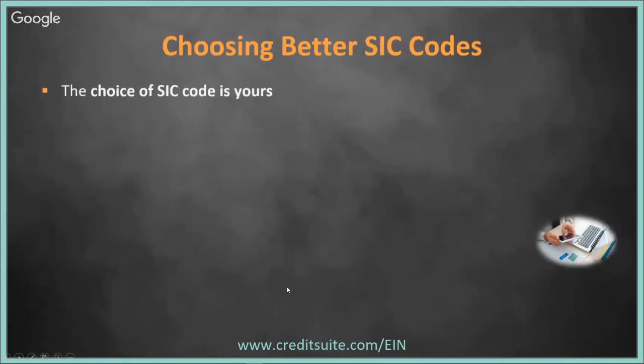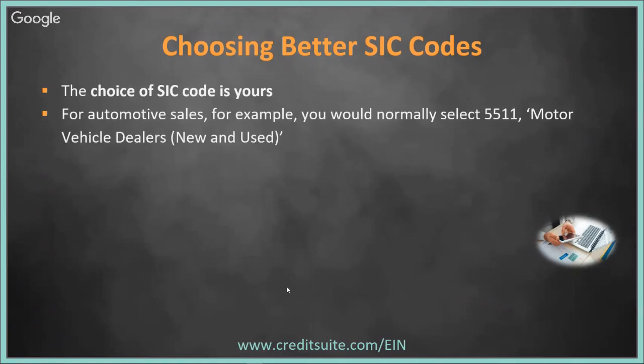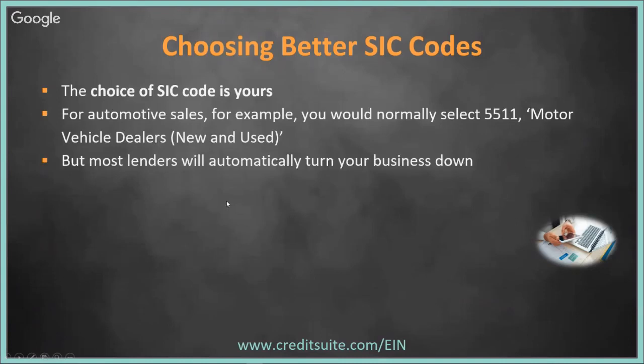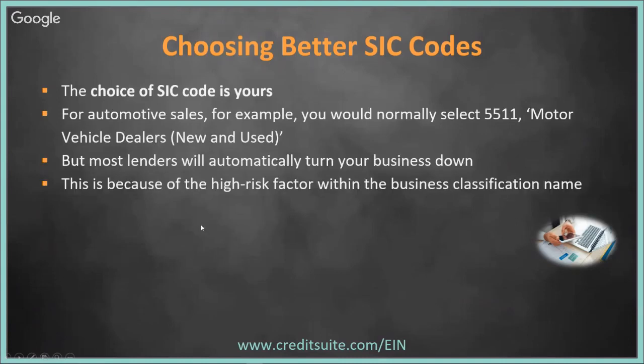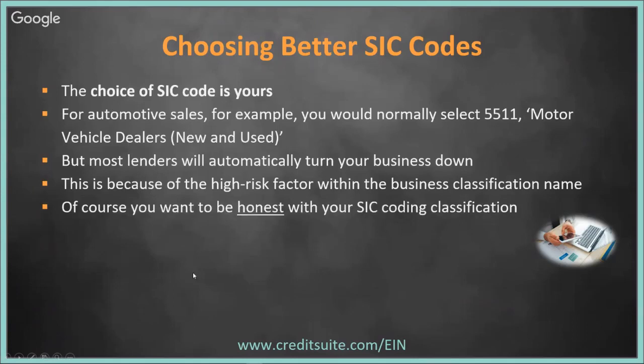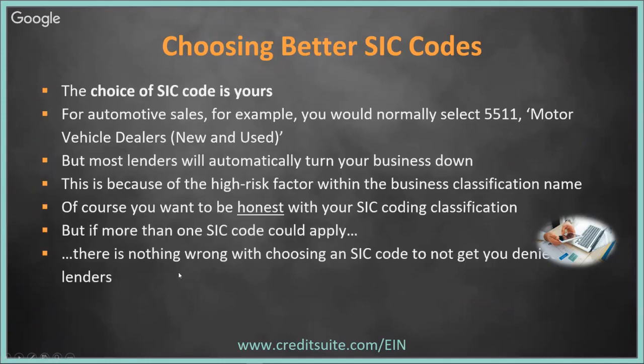So the choice of SIC code, as I said, is ultimately yours. For automotive sales, for example, you would normally select 5511, motor vehicle dealers, new and used. But most lenders will automatically turn your business down because of the high risk factor within that business classification. Now, of course, you want to be honest with your SIC code classification, but if more than one applies, then there's nothing wrong with choosing the one that makes you lower risk, right?